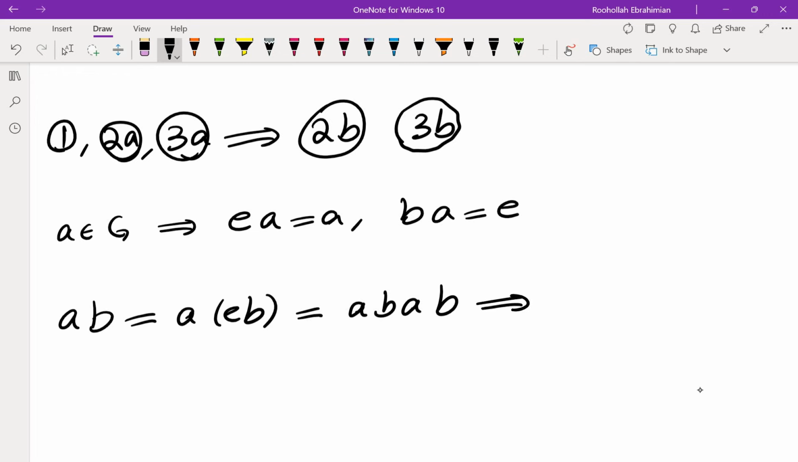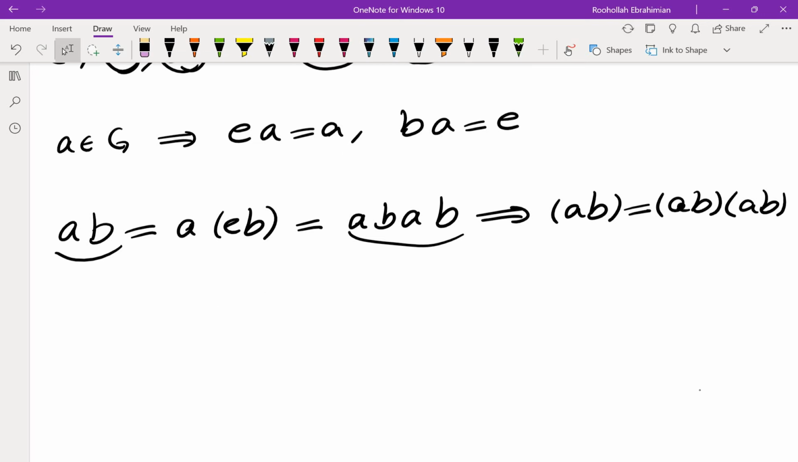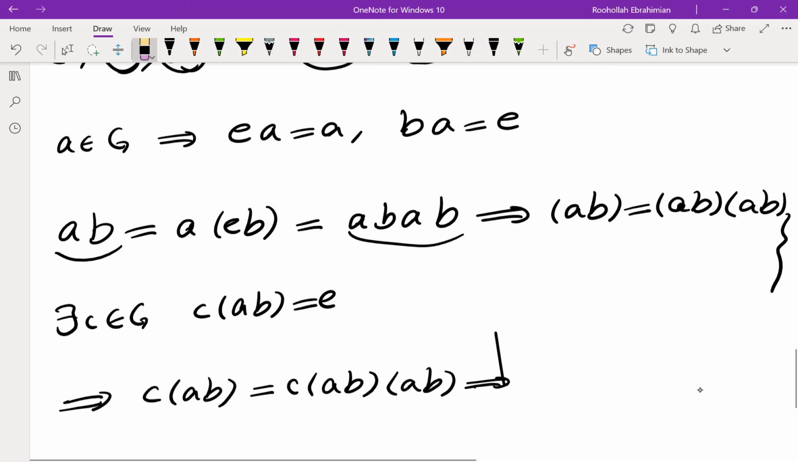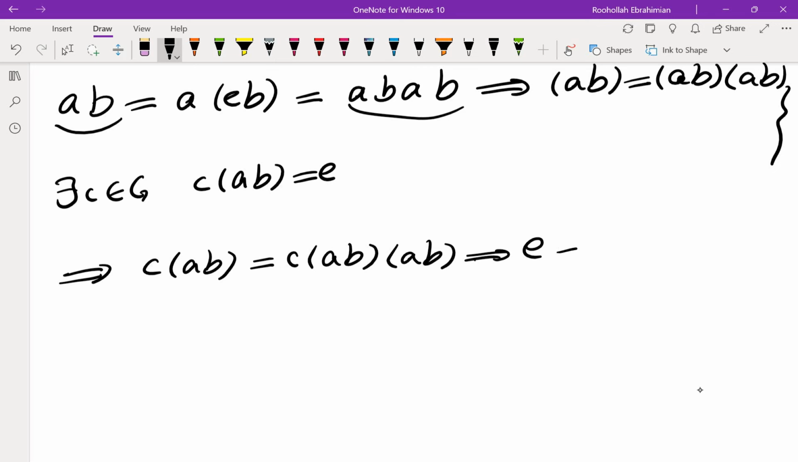Now what I have here is that AB is equal to AB squared, which is AB times AB. Now we are going to multiply by the inverse of AB from the left. We know that there is a C in G such that C times AB is equal to identity, because AB has a left inverse. So if we take these two, that gives us C times AB is equal to C times AB times AB, which means if we simplify, we get identity equals identity times AB. But E is a left identity, so that means E is equal to AB.